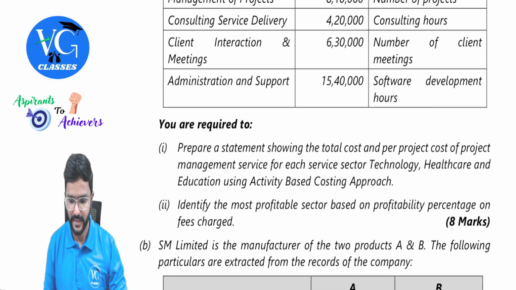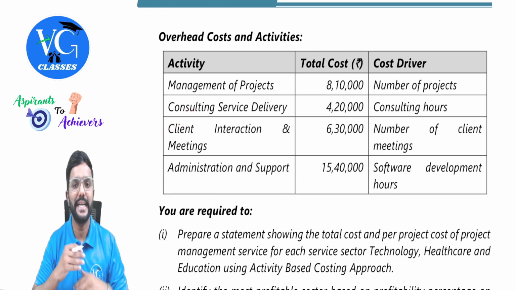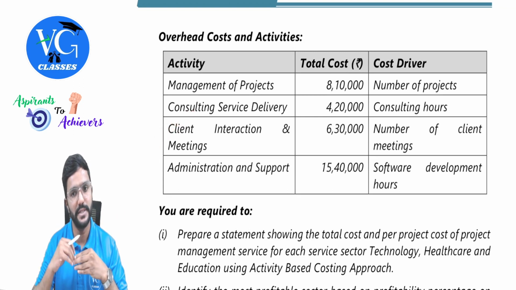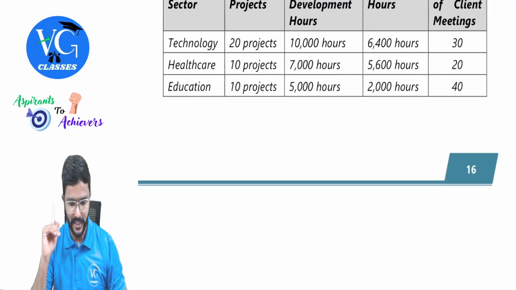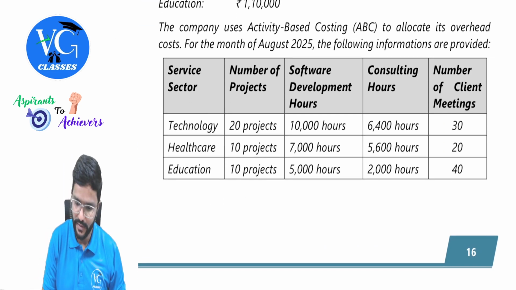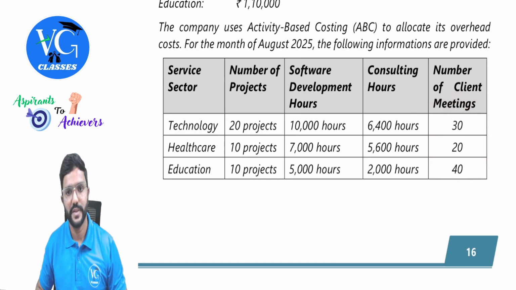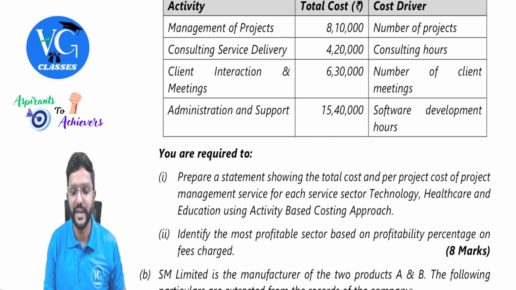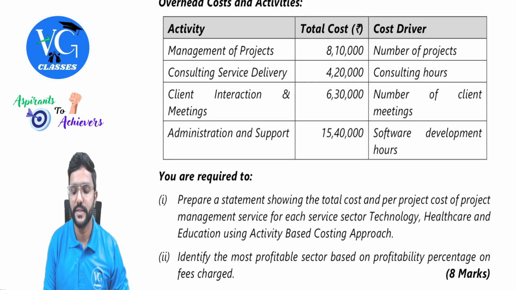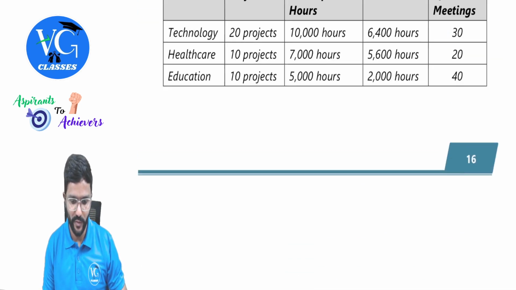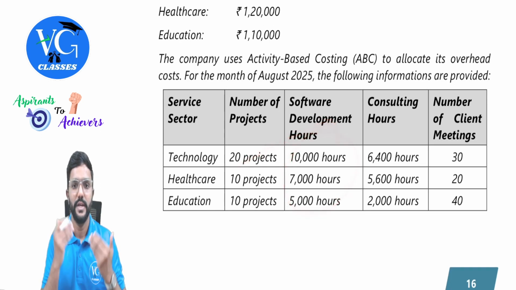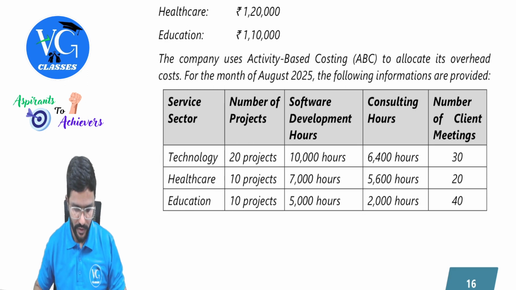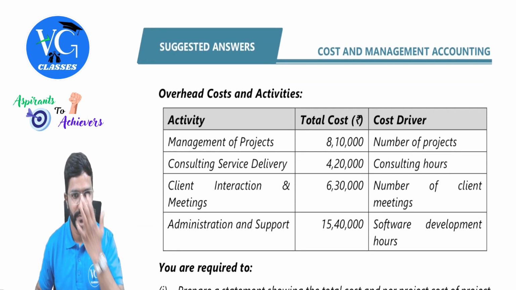Consulting hours. Next, client interaction and meetings. Activity cost is 6,30,000. Number of client meetings is the cost driver. Client meetings, this one. 3 is to 2 is to 4. Last one, administration and support 15,40,000. So the cost driver is software development hours. This one, 10 is to 7 is to 5. I just removed zeros. So 10 is to 5, 7 is to 5. Got it, sir.